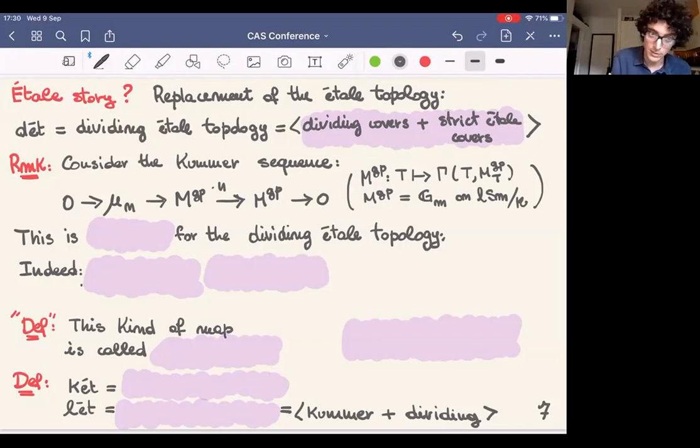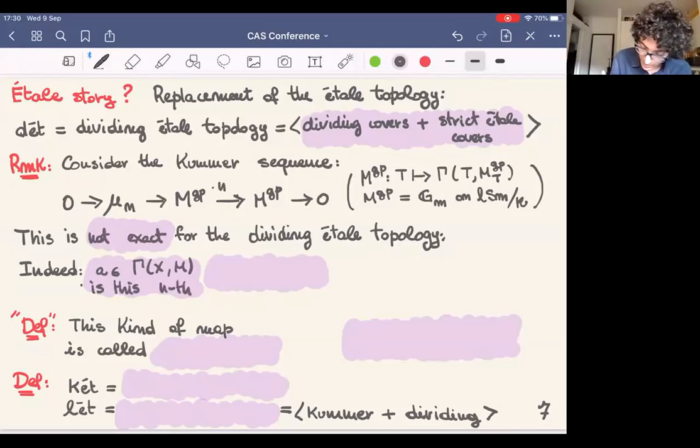But the important thing to remember is that this thing is not exact for the dividing étale topology, which is a bit annoying. So let me explain why. This boils down to being a local question, right? If I pick a section a on X of my M^gp, then the question is whether this is an nth power.